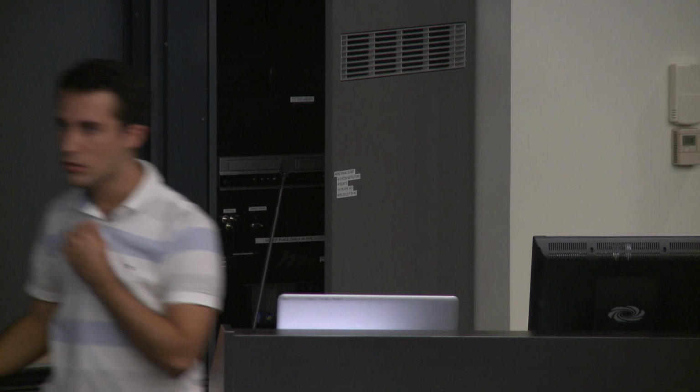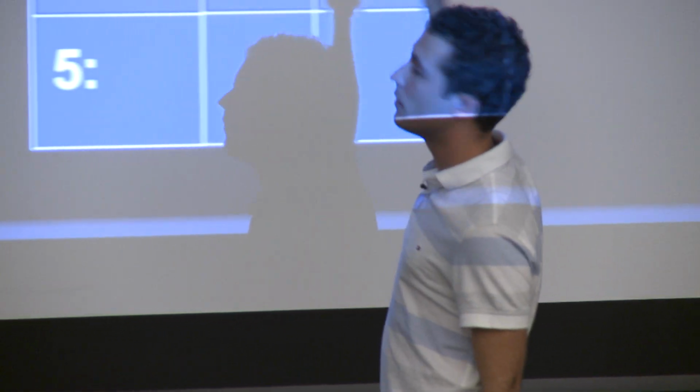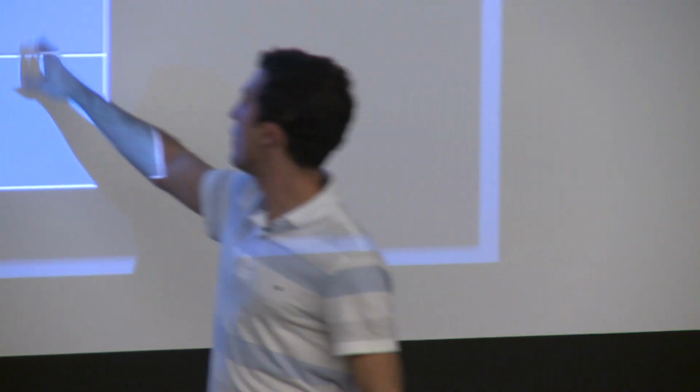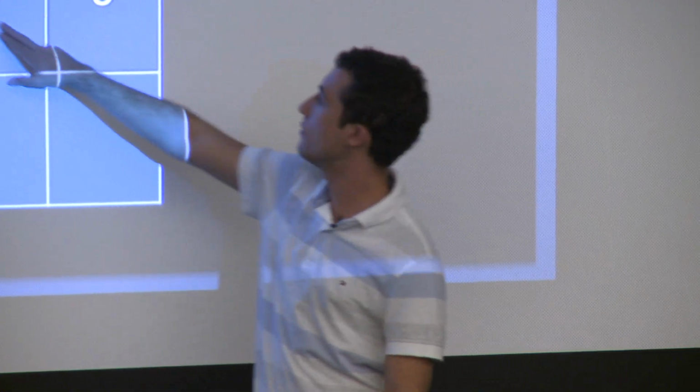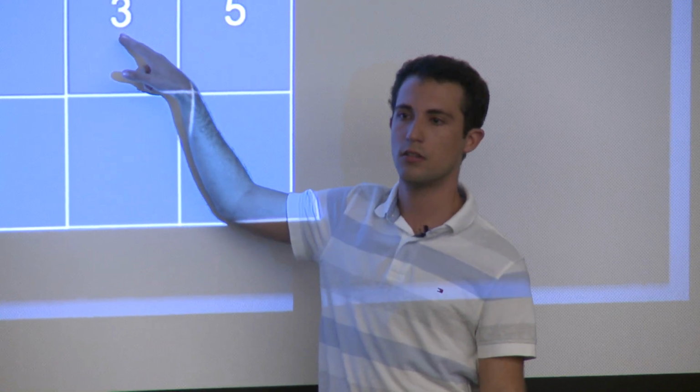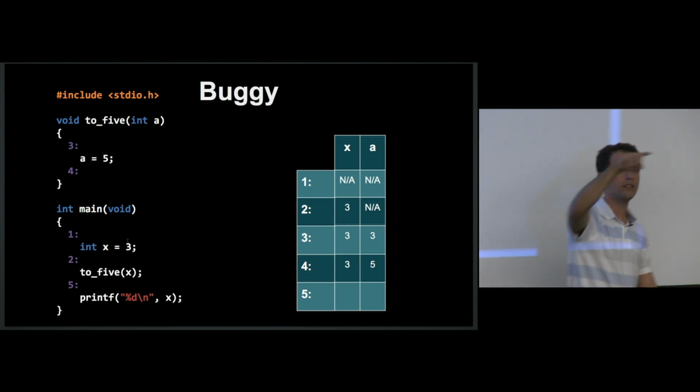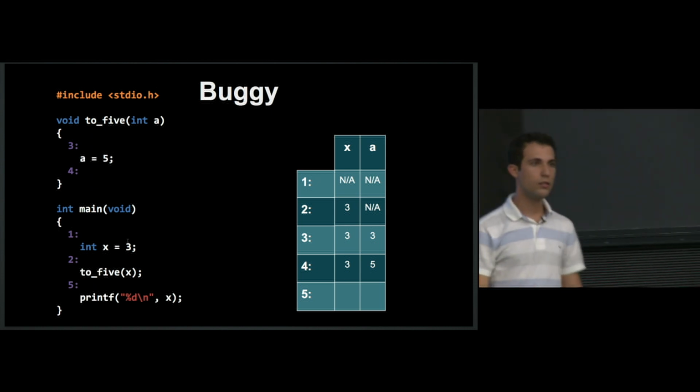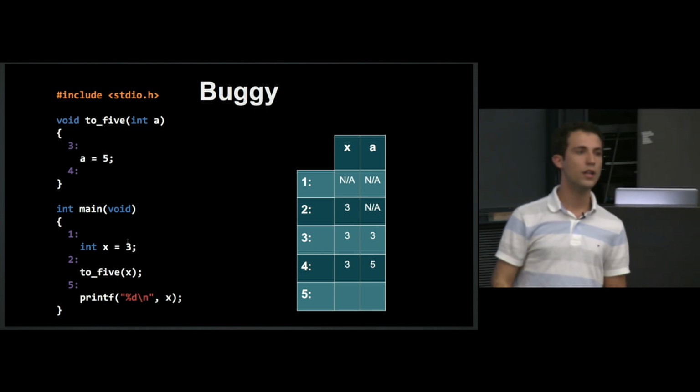Yes. Question at 3, why is a already... Oh no, a is 3. Sorry, never mind. I read 5. Yeah, 3, 3. Never mind. And then we assign 5 to a, but it doesn't really change x. Good? Yes. Can you explain again how a gets copied?